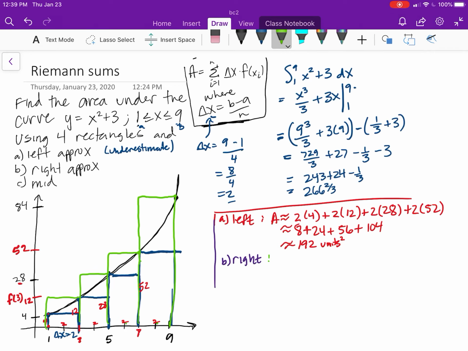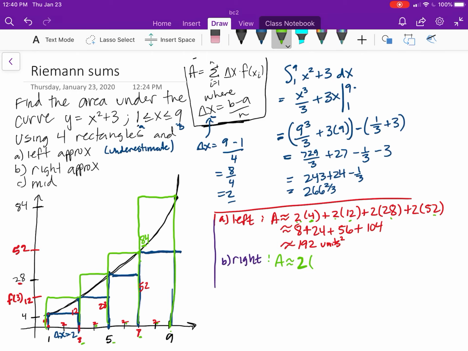Notice the base in each of these is still 2. And notice with each of these I had 2 times the function, right? f of 1, f of 3, f of 5, f of 7. Well, now I have 2 times this f of 9, which we knew this height. This rectangle was 84 units high. Since the base in each of these is the same, another way we could do this is just factor that base out, right? We know it's 2. And then add all those heights.